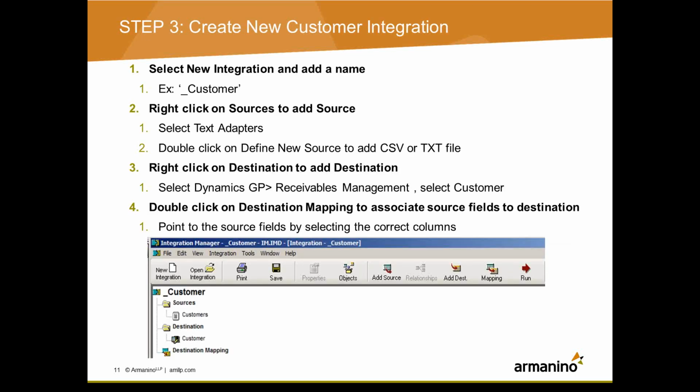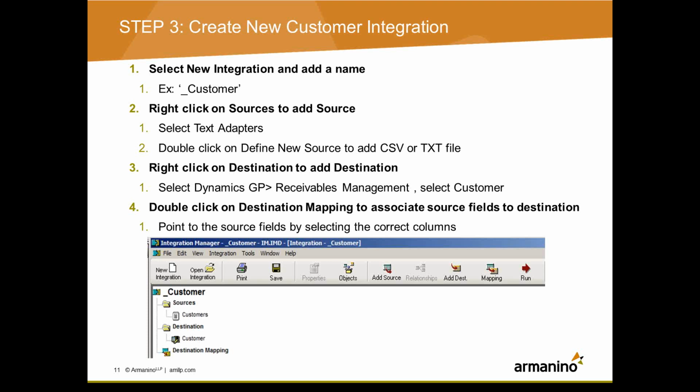Step 3 is to actually create the customer integration within Integration Manager. The first step is to actually select the new integration button and add a name to the actual integration. For my example, I have _customer. The reason why I put _customer is because this is going to be an integration I'm going to utilize all of the time. So I don't want to scroll through my available integrations, my open integrations. I want to go ahead and just pick that one straight away right at the top.